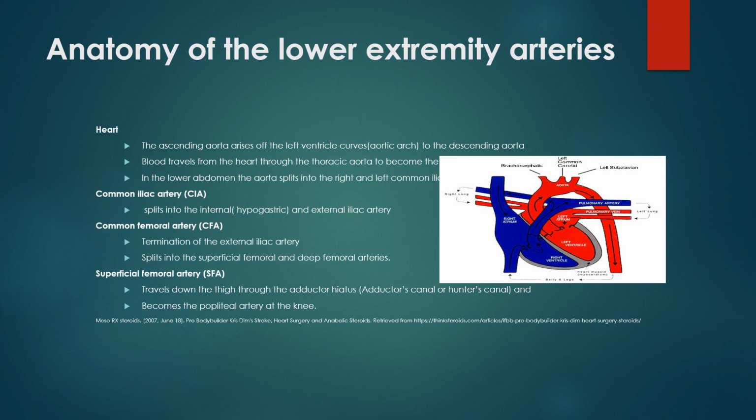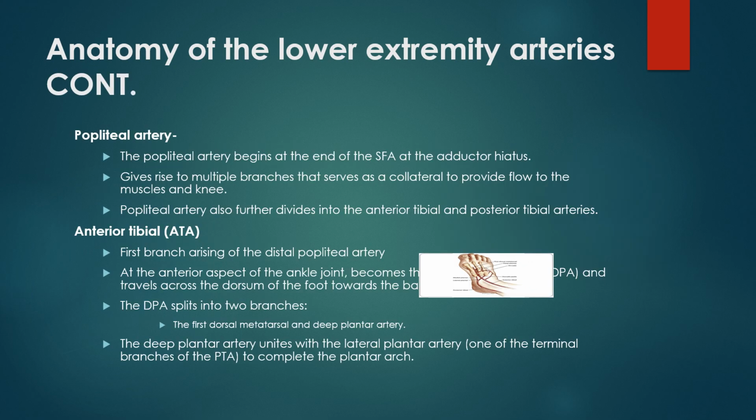The femoral artery, known as your SFA, travels down the thigh through the adductor hiatus and becomes the popliteal artery at the knee. Looking at your popliteal artery, it begins at the end of the femoral artery at the adductor hiatus and gives rise to multiple branches that serve as collaterals to provide flow to the muscle and knee. The popliteal artery also further divides into the anterior tibial and posterior tibial arteries.